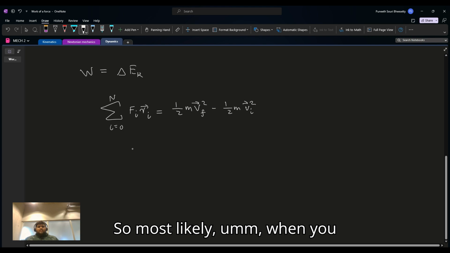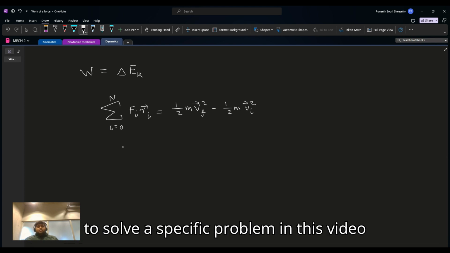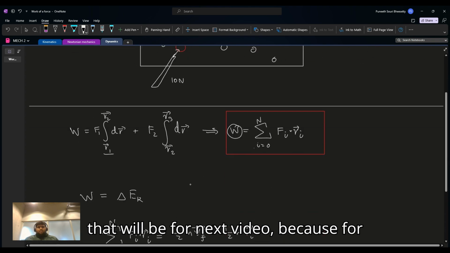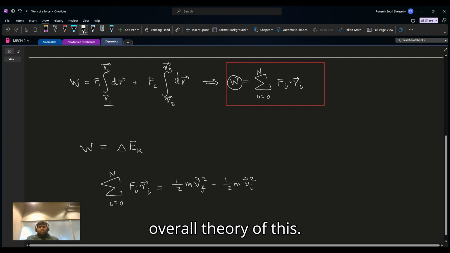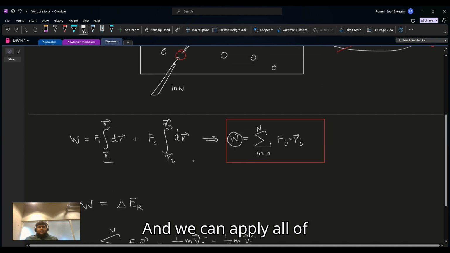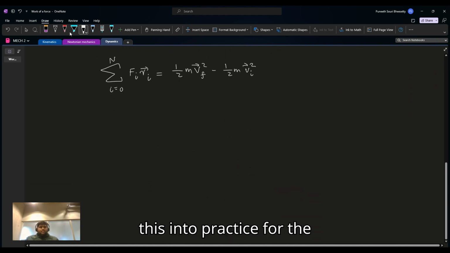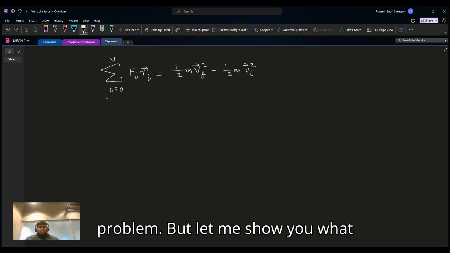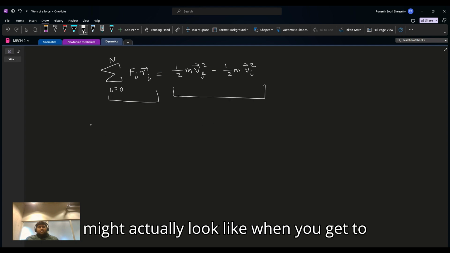I'm not going to solve a specific problem in this video. That will be for the next video, because for this video I just like to explain the overall theory, and we can apply all of this in practice in the next video where we solve a practice problem. But let me show you what this equation might actually look like when you get to solve it.